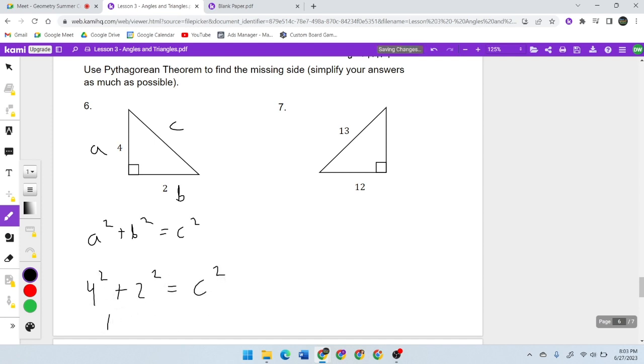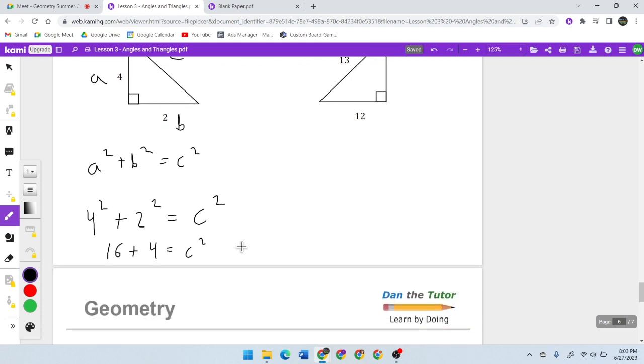So 4 squared is 16, plus 2 squared is 4, equals c squared. 16 plus 4 is going to be 20. So that means 20 equals c squared. Then you just take the square root of both sides. So the missing side length was the square root of 20. And you can just leave it like that.